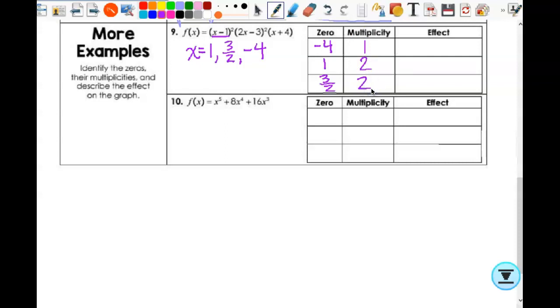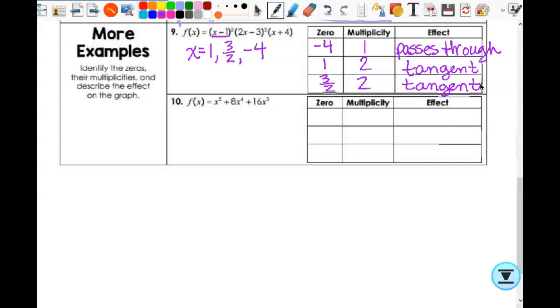All right, so on -4, when my multiplicity is 1, what does that mean is happening at that point on the graph? It's going through. So we say it passes through. Right, when my multiplicity is 2, what effect does that have on the graph? It's tangent, so these next two are both tangent. Okay with that? All right, good.